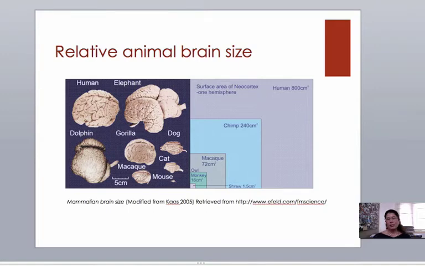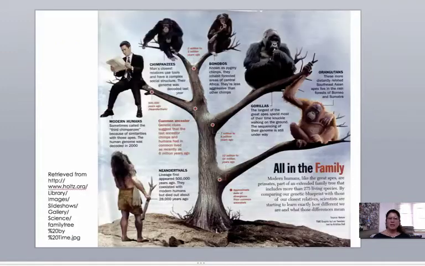We know that this has absolutely nothing to do necessarily with size. Size isn't everything. You have elephants with huge brains, but they can't really speak. This has something to do with something beyond brain anatomy that helps human beings speak in the way they do.